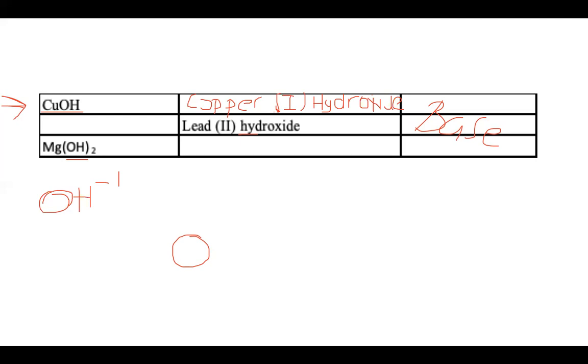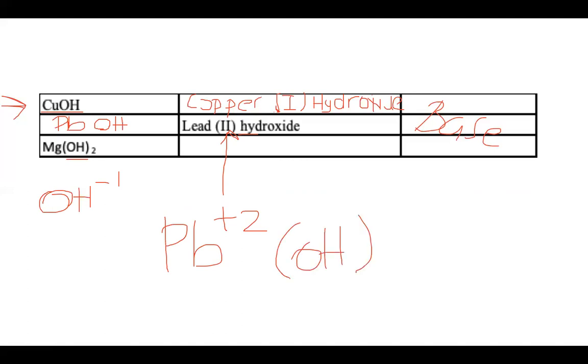In the next one, we have lead(II) hydroxide. I know that in my formula, since I have hydroxide, I will have an OH. And lead, the symbol stands for Pb. But I have to check the charges, because here we have in Roman numerals a number 2. So we have Pb with a charge of +2. This +2 is the one that we have here in parentheses. And hydroxide, I know that it's OH, and that always has a charge of -1.